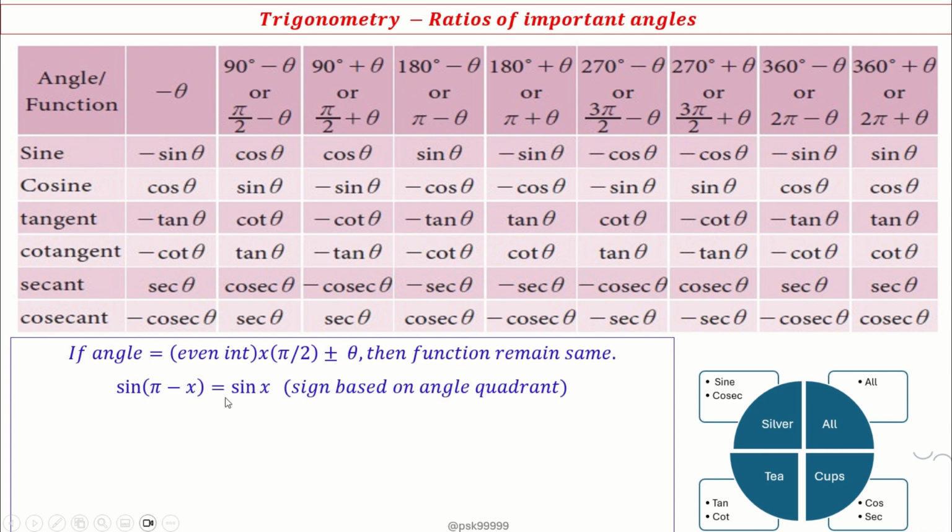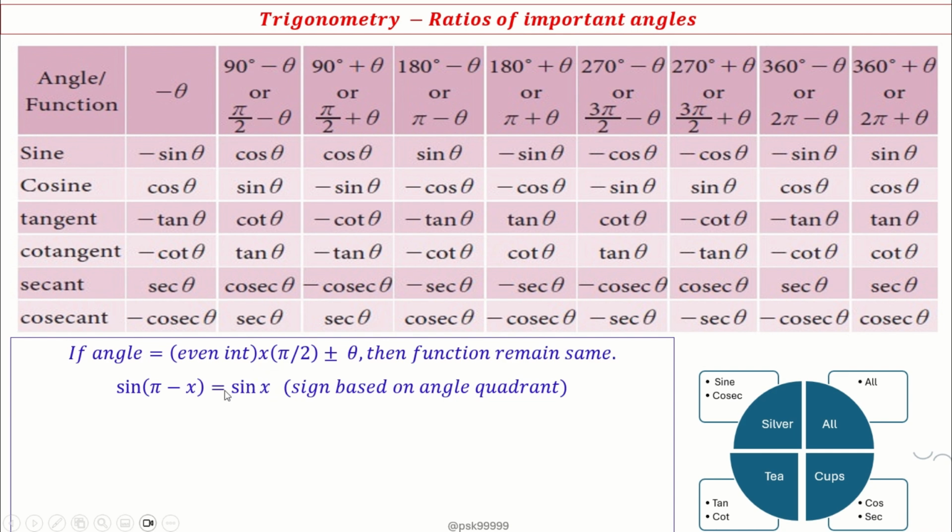Okay, which means, for example, sine of pi minus x. Pi minus x, I can write it as 2 into pi by 2 minus x. Pi by 2 is 90, right? So it is an even integer multiplied by pi by 2 minus x. So what I am trying to tell you, the function remains the same. So sine will be sine only. It is sin x. And why is it sin x?